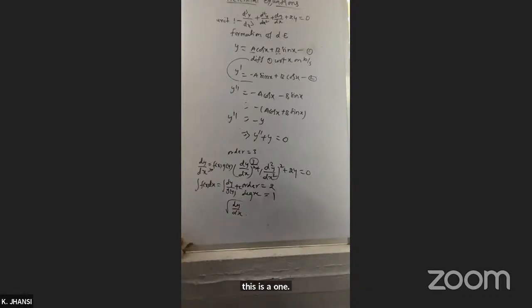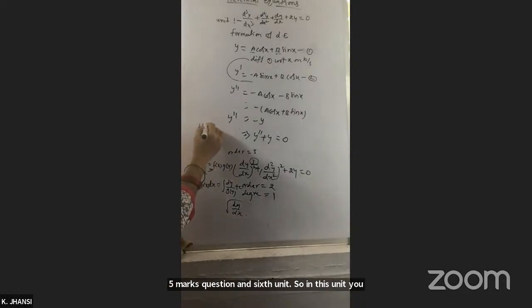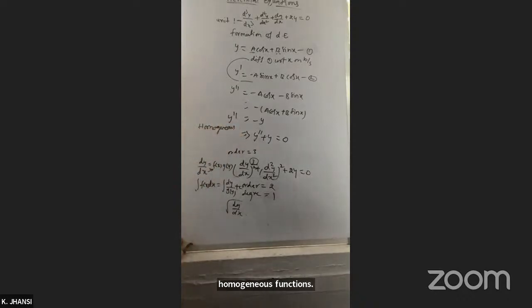In this unit, you will get the 10 marks question about the homogeneous functions. If you remember, in differential calculus we have seen homogeneous functions. Homogeneous function means f of lambda x comma lambda y is equal to lambda to the power of n into f of x comma y. Whatever lambda to the power of n is there, that is the degree of the homogeneous function. Here also the homogeneous function will be such that we can separate the lambda out of those functions. Such types of functions are called homogeneous differential equations.